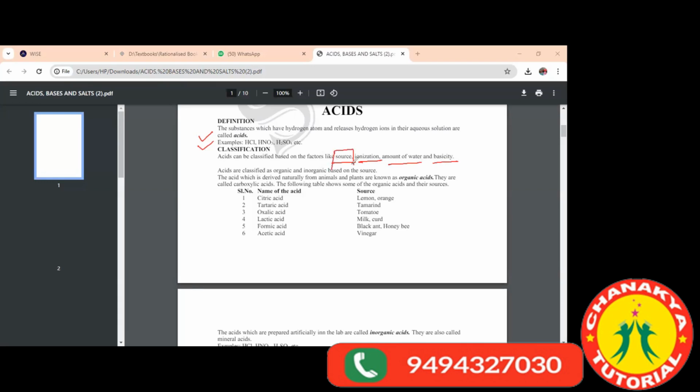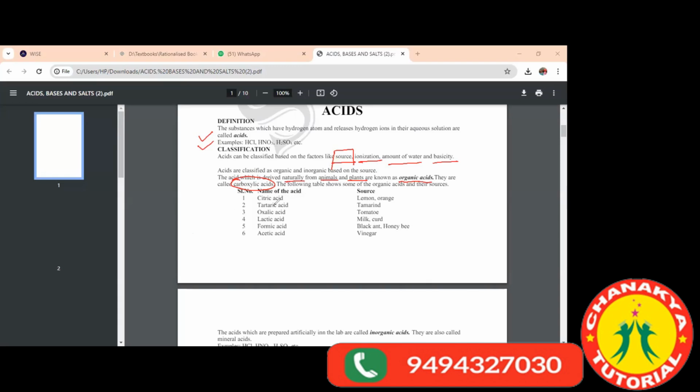If you obtain it naturally from an organic source, then that acid is called an organic acid. The acid which is derived naturally from animals or plants is called what? Organic acids. These acids are called carboxylic acids. This organic acid has another name, that is what? Carboxylic acids. Fine. So what are the examples of carboxylic acids which we obtain from organic sources, maybe from plants or animals?